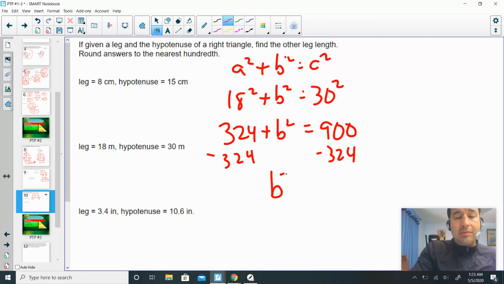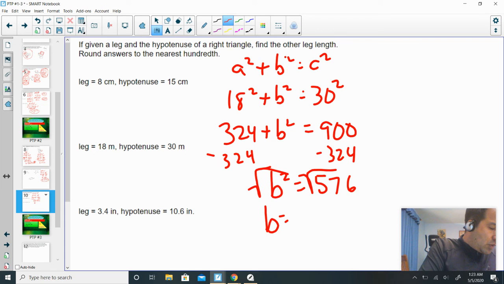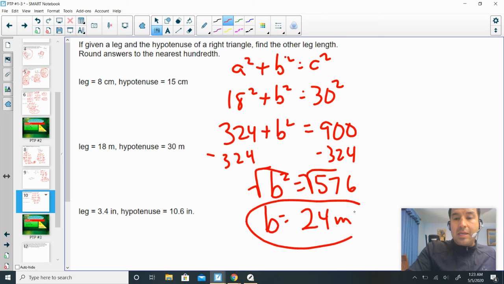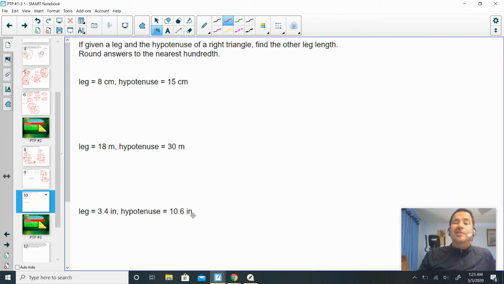And again, guys, I'm just repeating the exact same steps every single time. 576, square root both sides, that cancels it out. You're left with the square root of 576, which is 24 meters. Nice and easy there. Is that what you got? Cool. One last one to go. You got this, okay? Do it on your own, and then check it, okay?